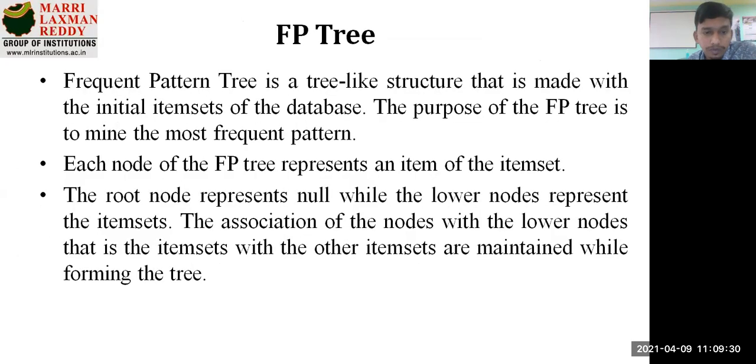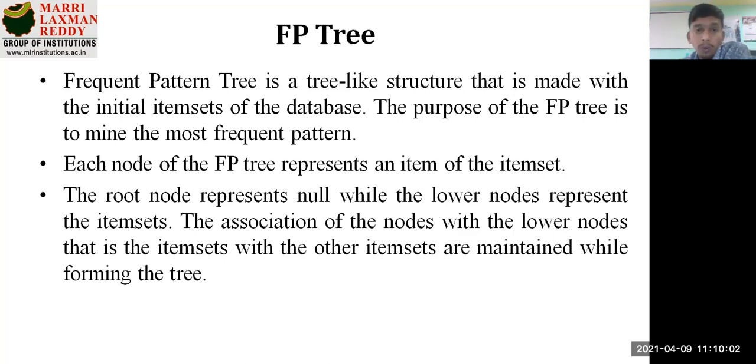Before going to the example, let's make these things clear. The root node indicates a null value and the lower nodes represent item sets. The association of nodes with the lower nodes, that is, item sets with other item sets, is maintained while forming the tree. While constructing a tree, you need to understand how to combine each item set and how they are related. That's how we generate an FP tree.